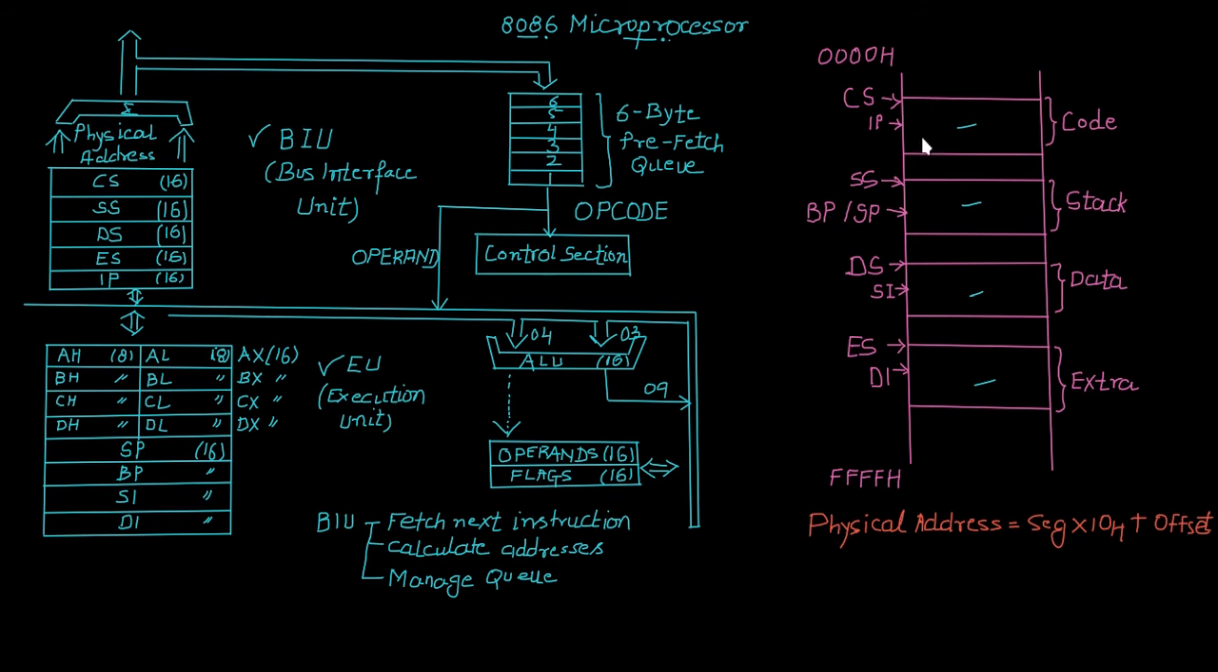Every instruction can be accessed using the offset address, and we have already studied this concept in the previous video. Now you can see in this section a box which contains the CS, SS, DS, ES and IP. So let's discuss this. A very important thing to note is that the 8086 microprocessor is a 16-bit microprocessor.